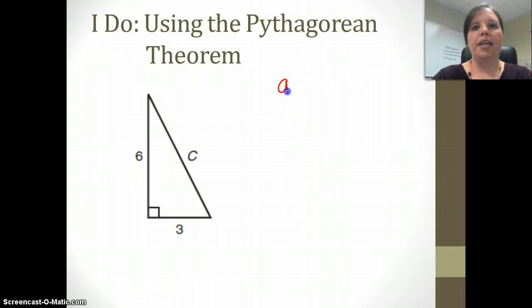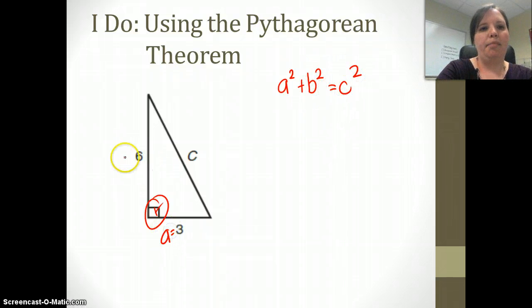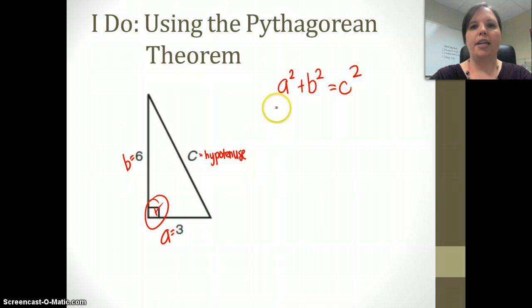So the Pythagorean theorem says, again, I've got a right triangle, check, that's a good thing, I've got a right angle there. So it says that a squared plus b squared equals c squared. So again, a and b are the legs, it doesn't matter which one is which, and c is my hypotenuse. Having those values lets me plug into this theorem, which is a formula: 3 is A, 6 is B, and I don't know what that third side is.